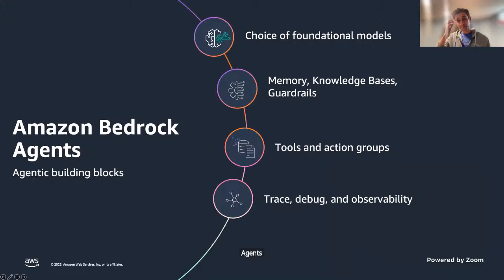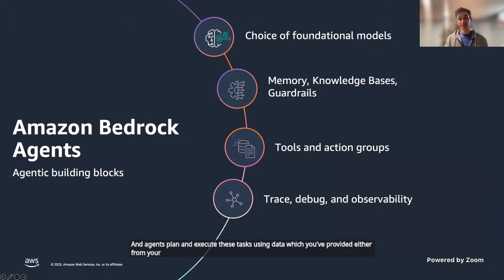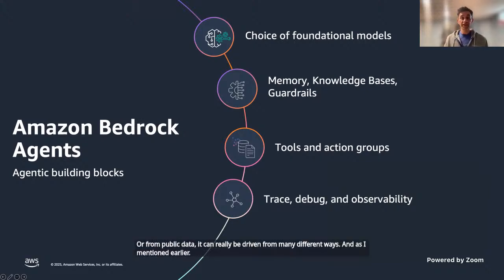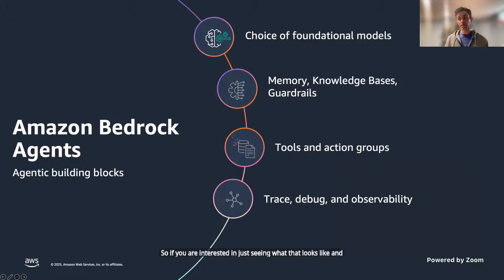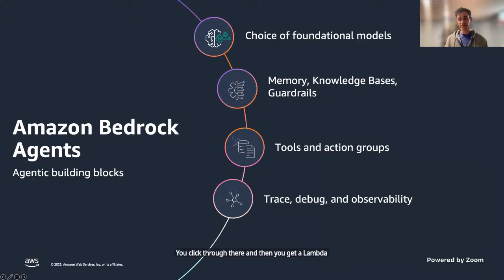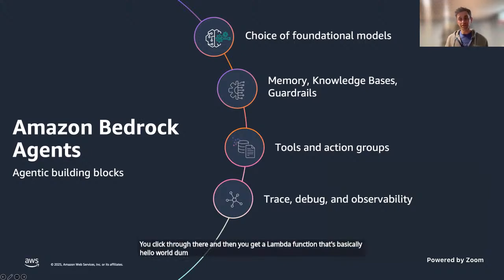And agents plan and execute these tasks using data which you've provided either from your own private data set or from public data. It can really be driven from many different ways. And as I mentioned earlier, you can start creating agents just from the AWS console. So if you are interested in just seeing what that looks like and setting up a Lambda function, you click through there, and then you get a Lambda function that's basically a hello world dummy function, and then you can easily extend it to do the actual work which you need it to do.